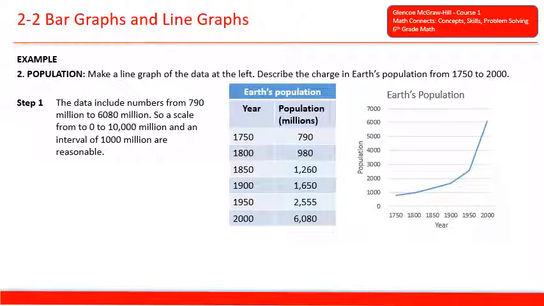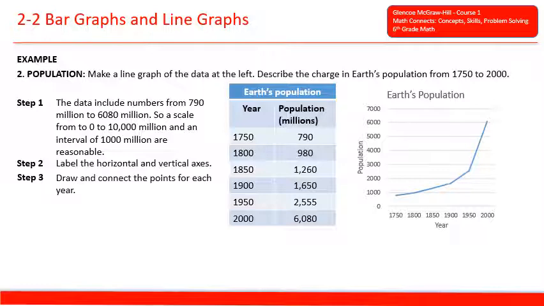So a scale from 0 to 10,000 million in an interval of 1,000 million are reasonable. Remember, we don't need to see the exact detail on this, we just need to see the trend. Step 2, label the horizontal and vertical axis. So as I mentioned, the years on the horizontal and the populations on the vertical.